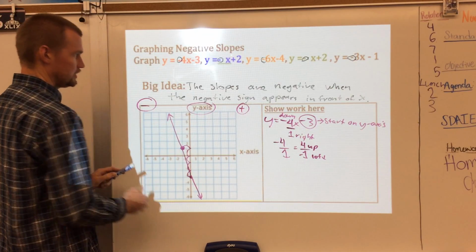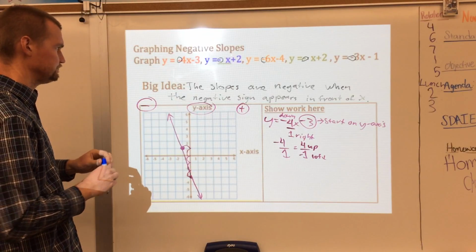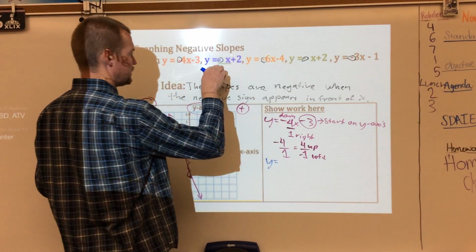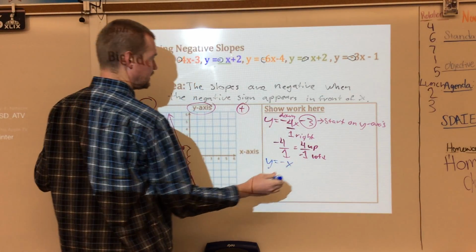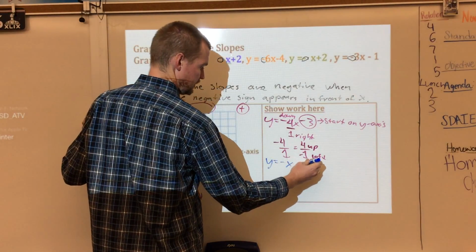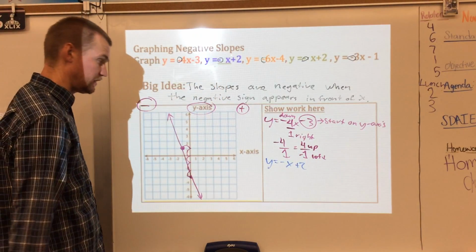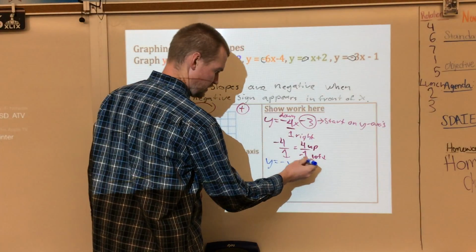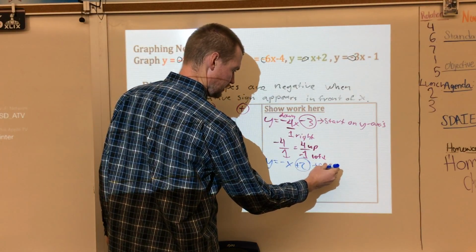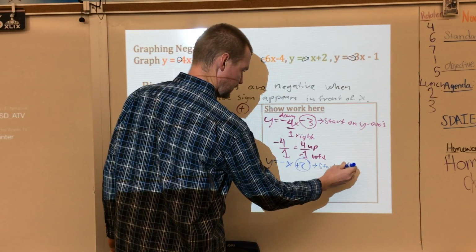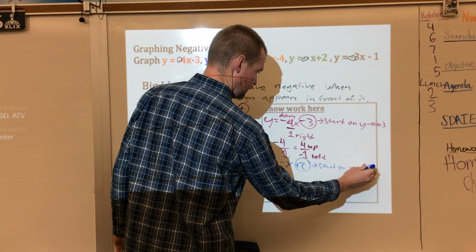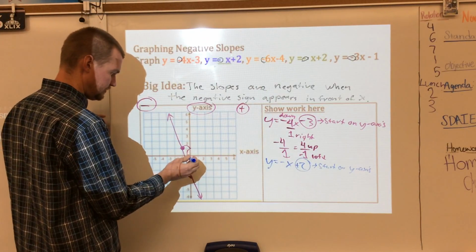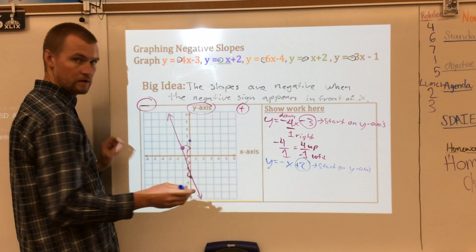Alright, blue equation. Let's take a look. We got y equals negative x plus 2. Start on the y-axis at positive 2. So we're going to go up 2: 1, 2 lands right there.